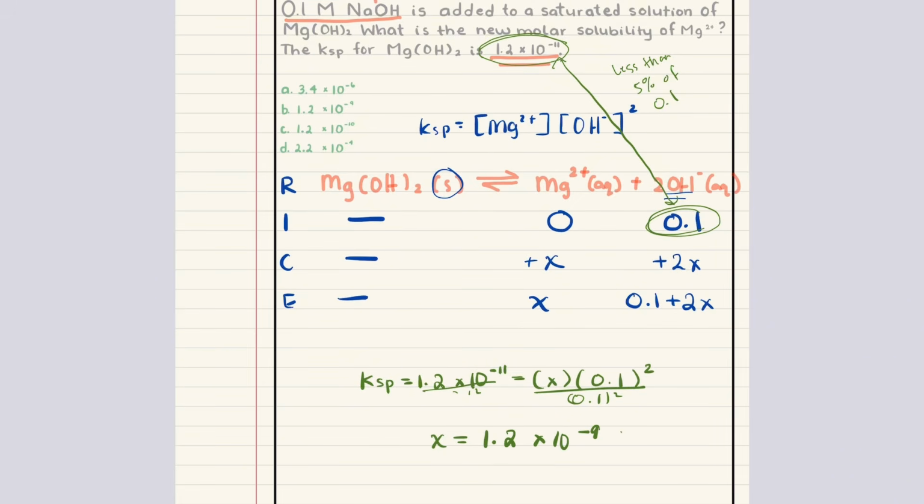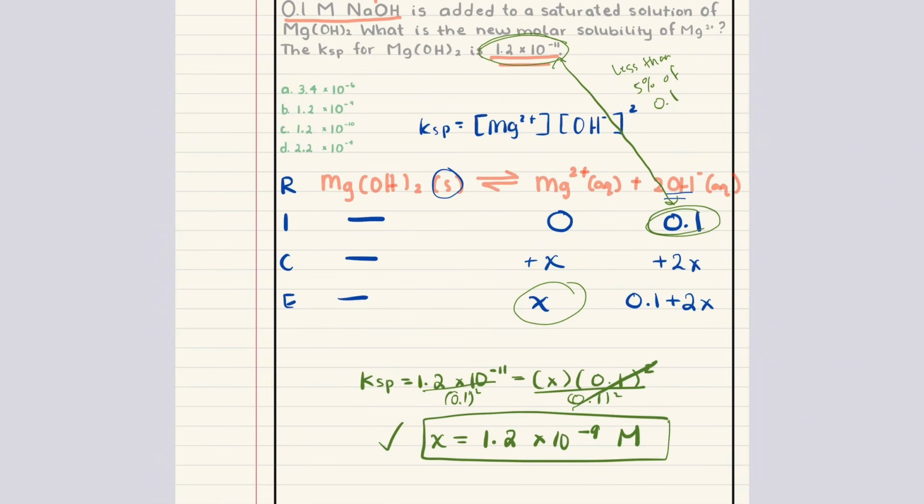All right, x is very small. 2 times x is about 2.4 times 10 to the negative 9, which is negligible compared to 0.1. So the approximation holds. Therefore, the new molar solubility of magnesium 2+ in the presence of 0.1 molar hydroxide is 1.2 times 10 to the negative 9 molar.